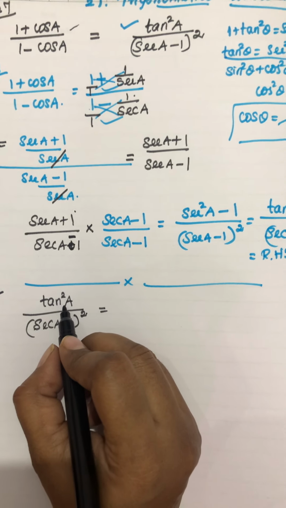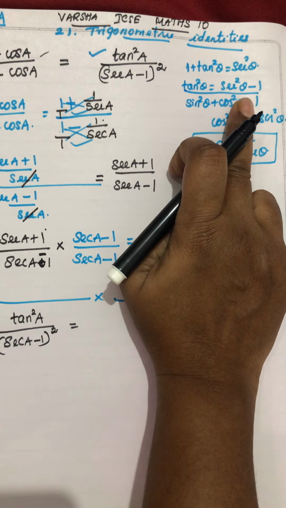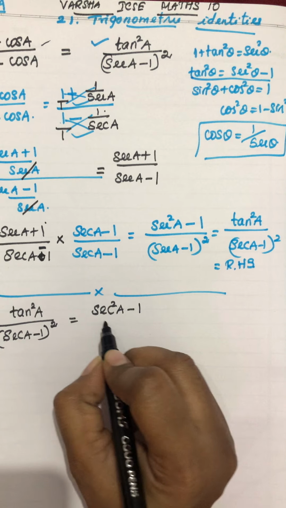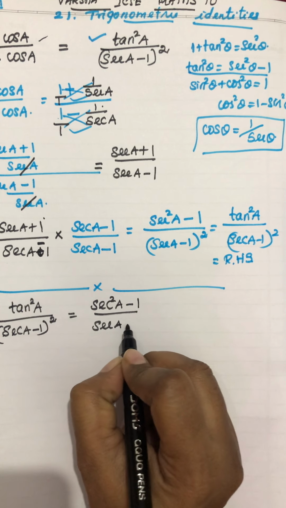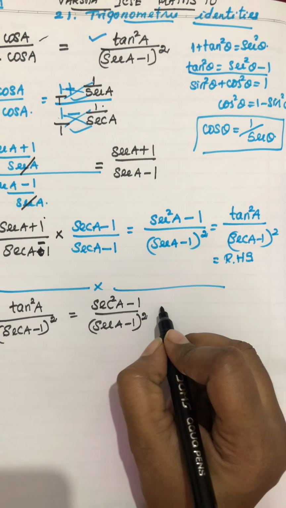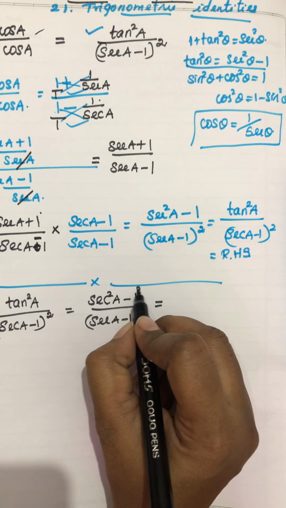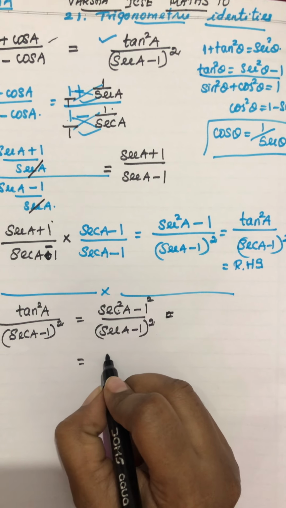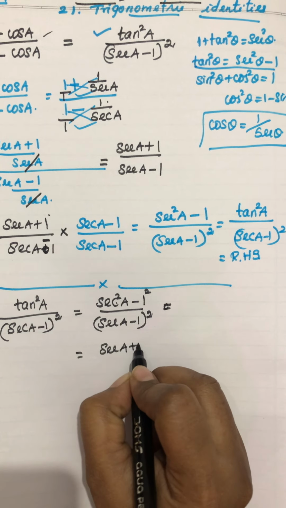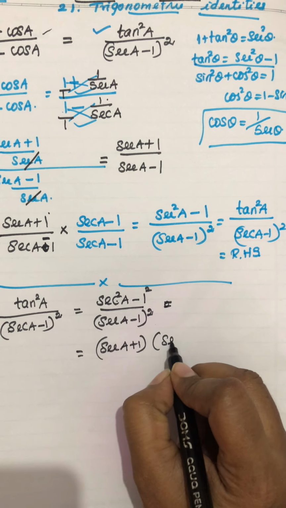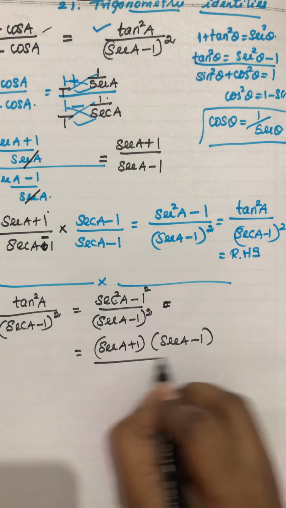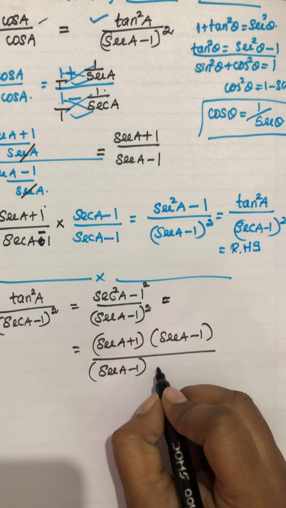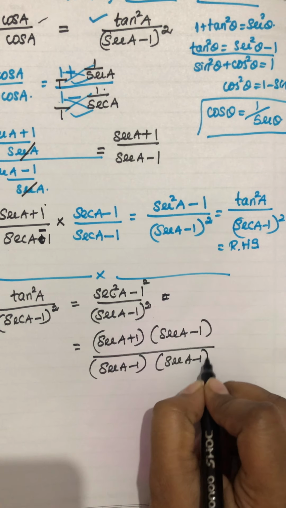See, what is tan square theta? Tan square theta can be written as secant square minus 1. So we can write secant square A minus 1 by secant A minus 1 the whole square. Okay students, this is A square minus B square, so I am going to write secant A plus 1, and this is secant A minus 1, by secant A minus 1. This is whole square. So both are different students, you should not confuse with that.